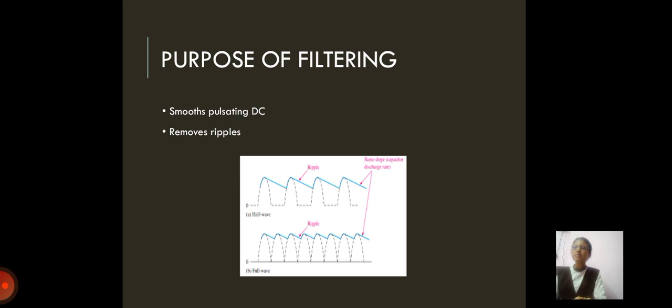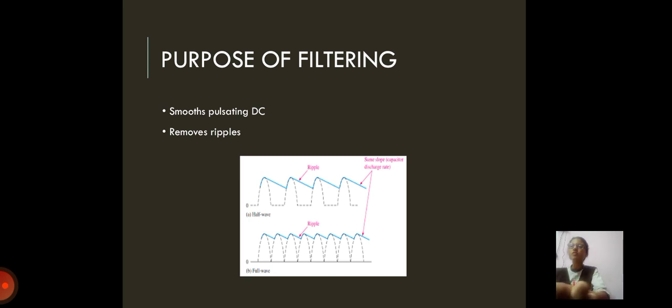After passing through the rectifier, the output is pulsating DC. It is not a direct DC. So here the filter smooths this waveform by removing most of the ripple. This is very crucial in electronics because it requires stable voltage.